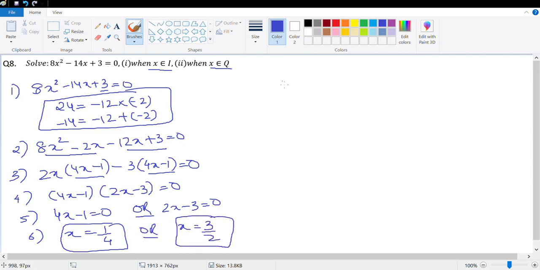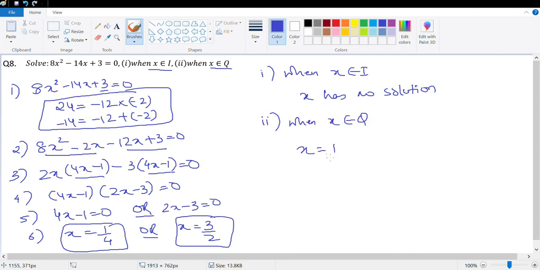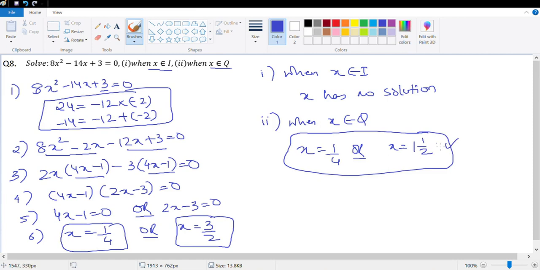Now part 1, when x belongs to integers. Well, 1 by 4 is not an integer, 3 by 2 is not an integer, so x has no solution when x belongs to integers. Part 2, when x belongs to rational numbers, then x is equal to 1 by 4 or x is equal to 1 1 by 2. I always prefer to write your answer in the mixed fraction form. Good. That brings me to the next question.